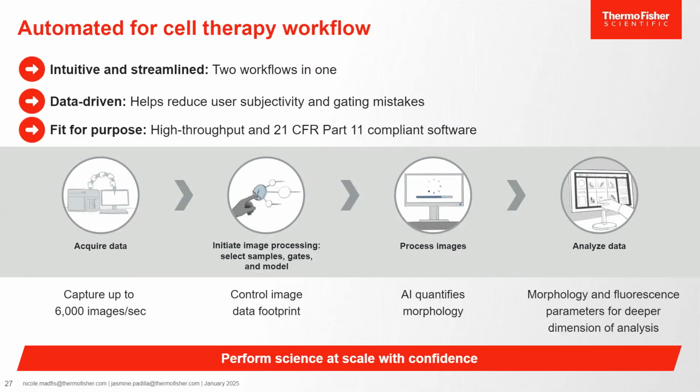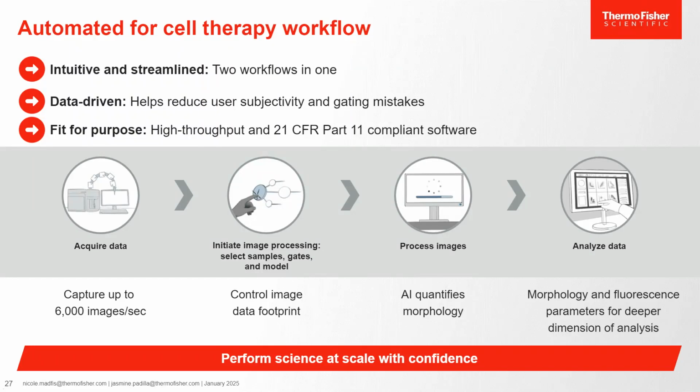Our software provides automated image analysis and is applicable for most flow cytometry workflows. It combines 2 workflows into one. It assists users to make decisions based on data and not user judgment. So lack of reproducibility brought in by user bias and gating mistakes are reduced. They can also process images at a high speed up to 1,000 images per second through high throughput sample analysis, and is also 21 CFR compliant.